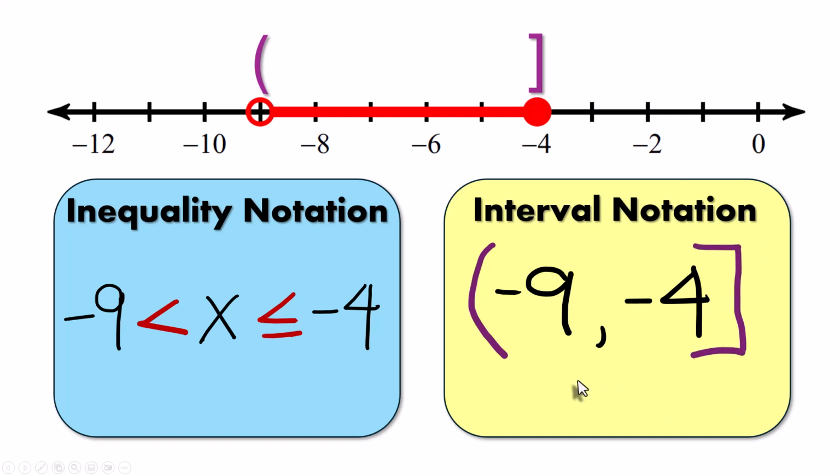I like it because I think it's easier to write. It's shorter, right? But it's different. You got to learn how to do it. So remember, open circles get soft brackets. Closed circles would get hard brackets. All right, let's do it again.